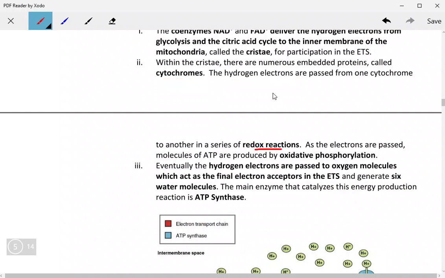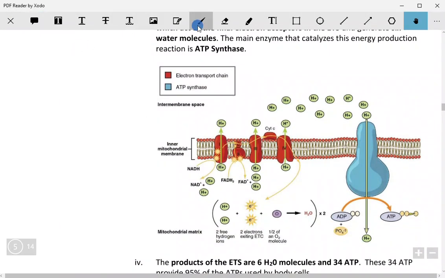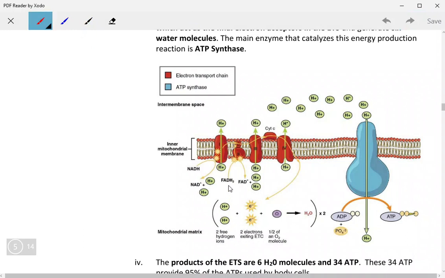So what are we saying? NADH and FADH2 are going to be oxidized. They will lose those hydrogen electrons. And you can see that right here in this picture. Here is FADH2.